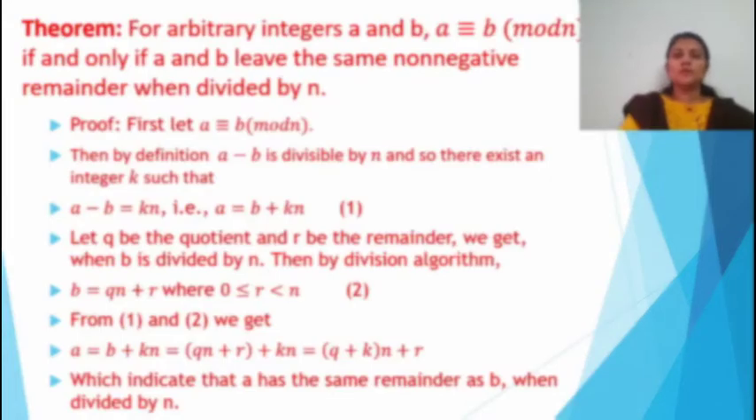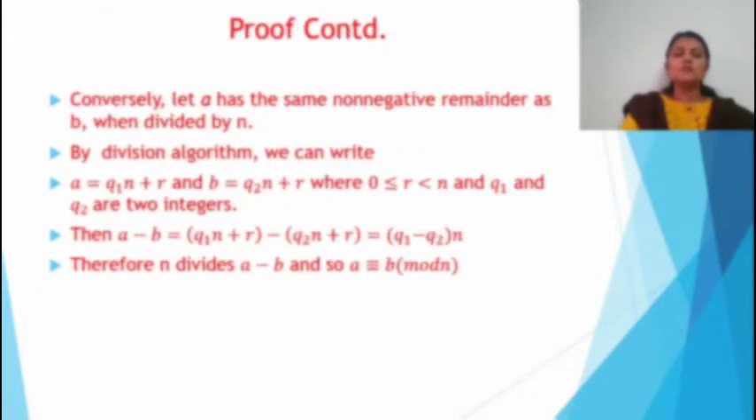Now we have the theorem: for arbitrary integers a and b, a is congruent to b mod n if and only if a and b leave the same non-negative remainder when divided by n. First, assume that a is congruent to b mod n. So by definition there exists a k such that a minus b is divisible by n, that is a minus b equals some kn, that is a equals b plus kn, which we write as equation 1 by using the definition of congruence.